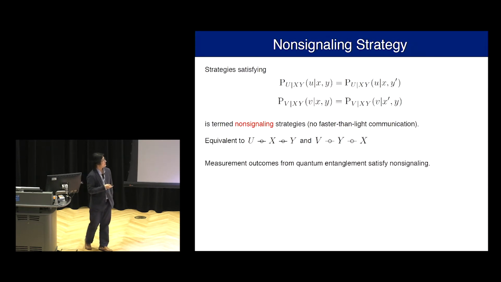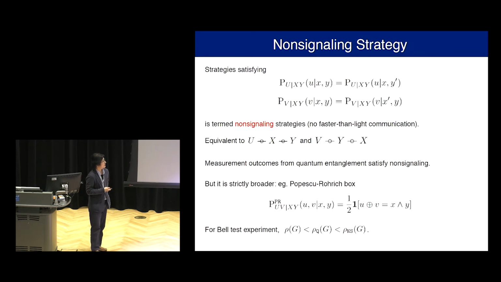For instance, measurement outcomes from quantum entanglement satisfy this non-signaling condition. However, the set of all non-signaling strategies is strictly broader than the set of strategies that can be attained by using entanglement. Actually, there is some known example called PR box. And for instance, in the case of Bell test experiment, the value of game with local strategy, the value of game with quantum entanglement, and the value of the game with non-signaling strategy, all of them are strictly different.